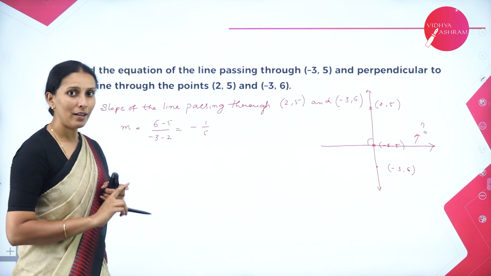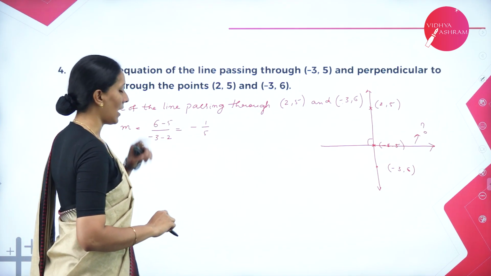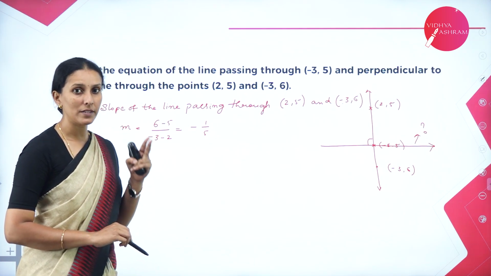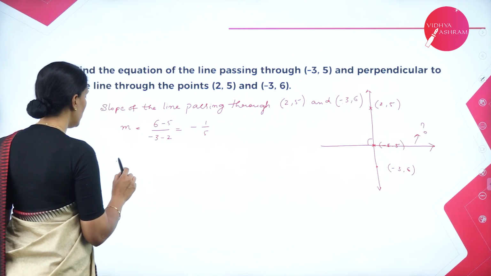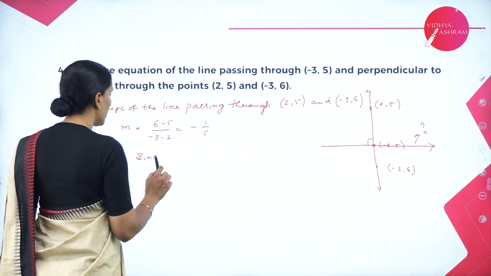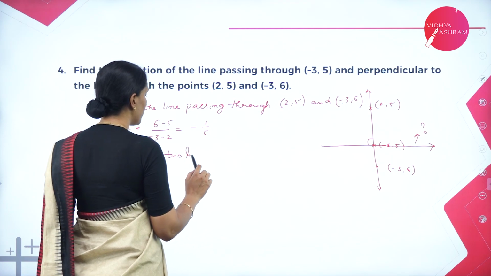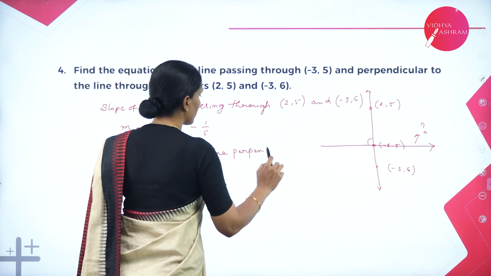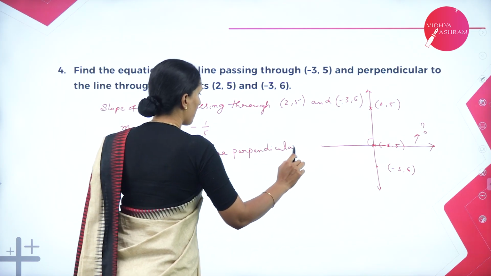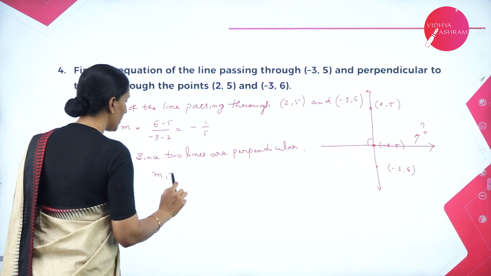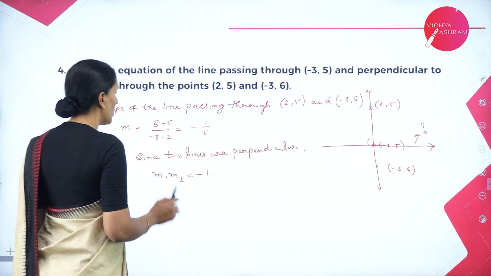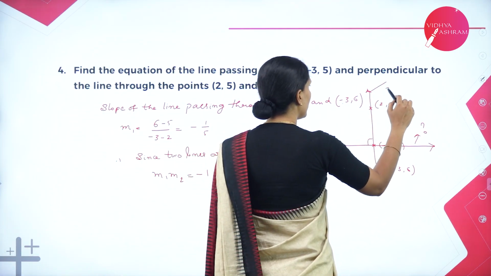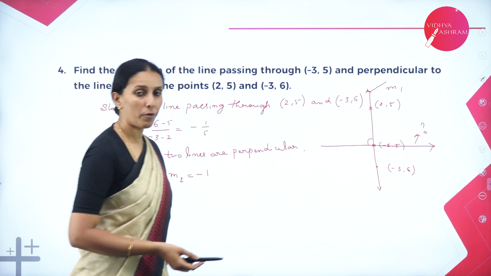Now our required line is perpendicular to this line, which means if two lines are perpendicular, the product of their slopes is equal to minus 1. So therefore here, since two lines are perpendicular, we have m1 into m2 is equal to minus 1. Let me consider this as m1, that means the slope of this line is m1. I don't know m2, the slope of the required line.